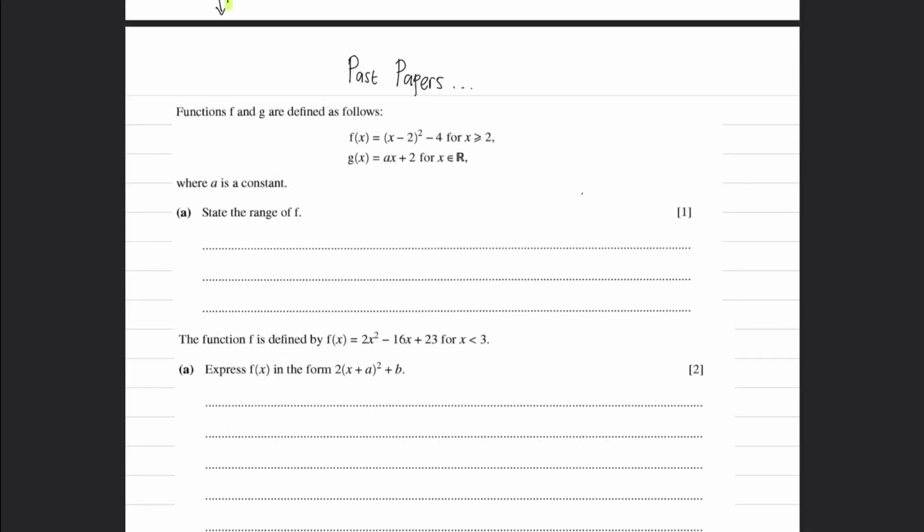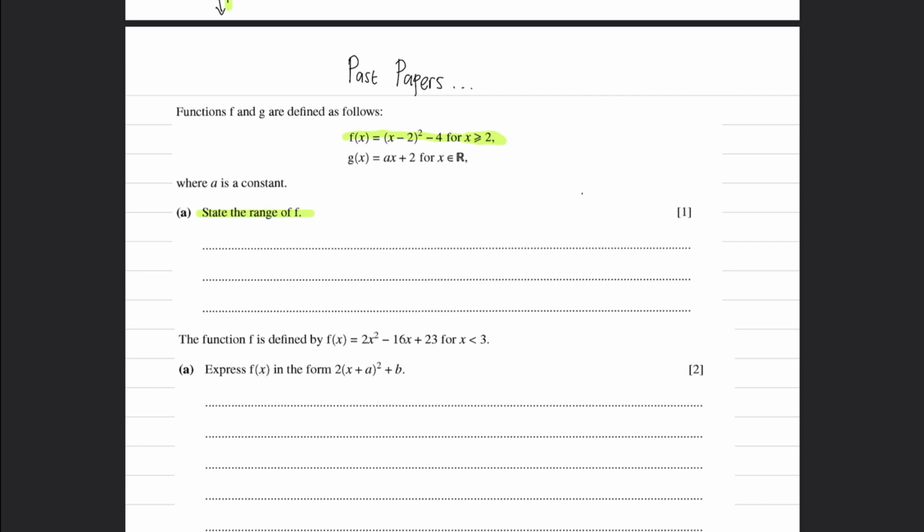Okay, let's do some past paper. Function f and g are defined as follows. f(x) equals to 2x squared minus 4 for x bigger than or equals to 2. Just focus on this because the question just state the range of f.